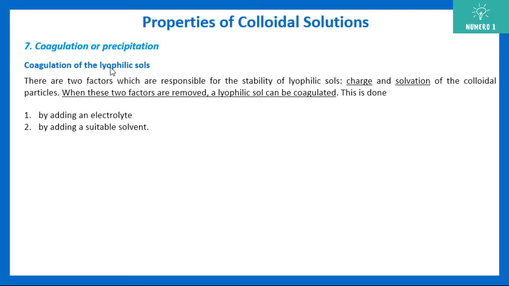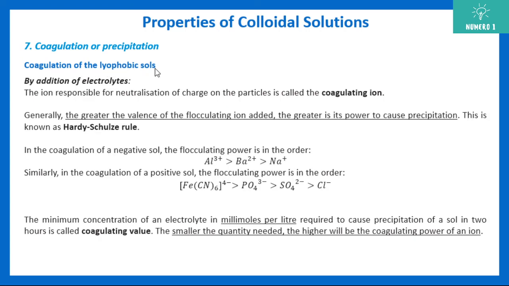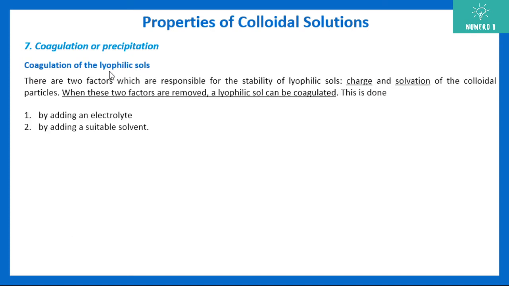Now, coagulation of lyophilic sol. The previous cases were all of lyophobic. Now, lyophilic sol. There are two factors responsible for the stability of a lyophilic sol: one is charge and the second is solvation of the colloidal particle. When these two factors are removed, obviously the lyophilic sol can be coagulated. This is done by adding an electrolyte or by adding a suitable solvent.